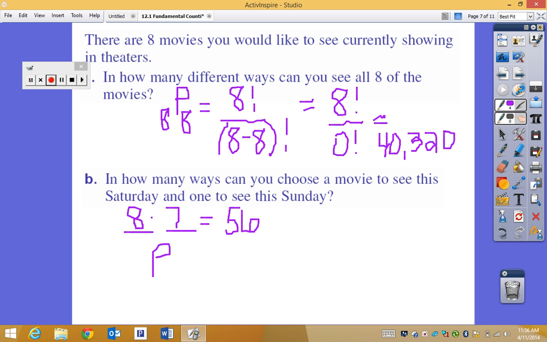Because it is a very small problem, you might want to do it this way. But you can also use permutation. So I have 8 movies and I'm going to select 2 of them. So I have 8 factorial divided by 8 minus 2 factorial.